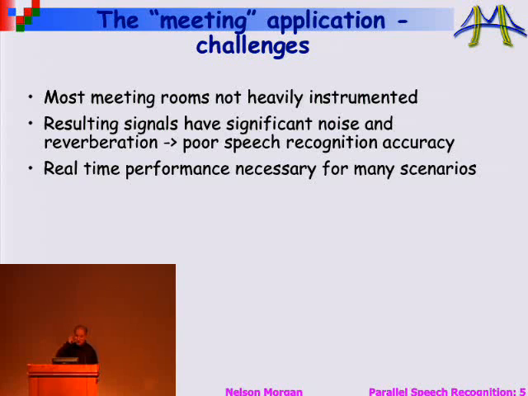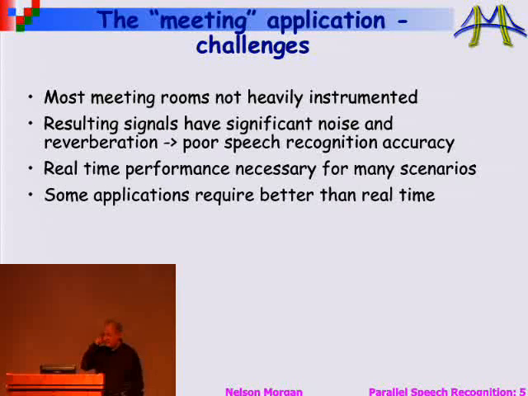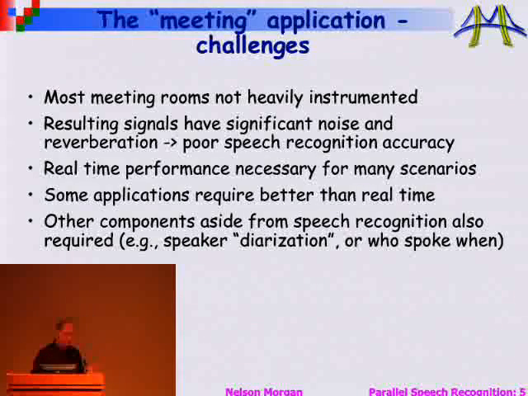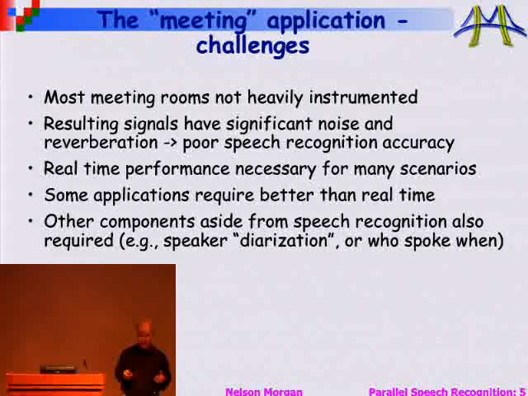The other thing is that you do care about the speed. For many applications, you want real time. And in fact, for some applications, you need better than real time. You can imagine that if you had 1,000 hours of speech you were trying to go through to get some information, you wouldn't want to have to wait 1,000 hours to get it done. So we do care about speed, but we care about this not just for the speech recognition part, because the full meeting application requires also information about who's speaking when.